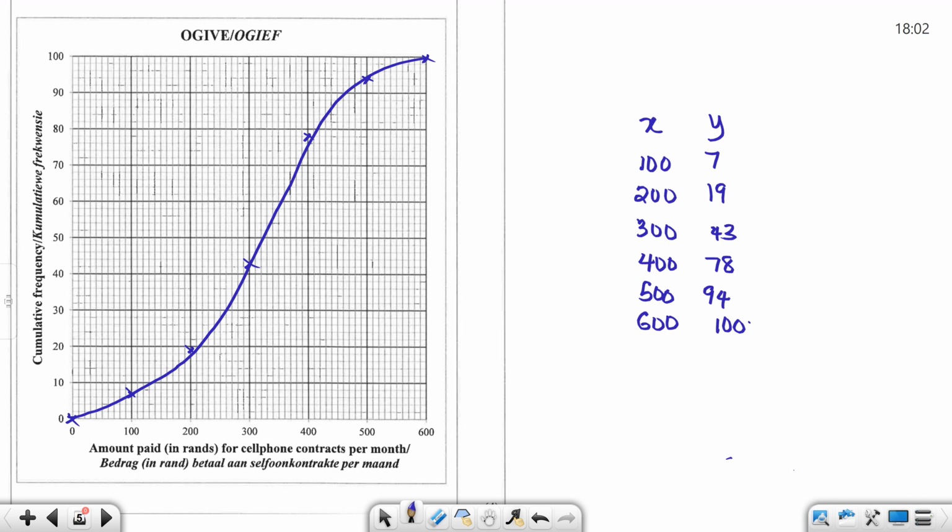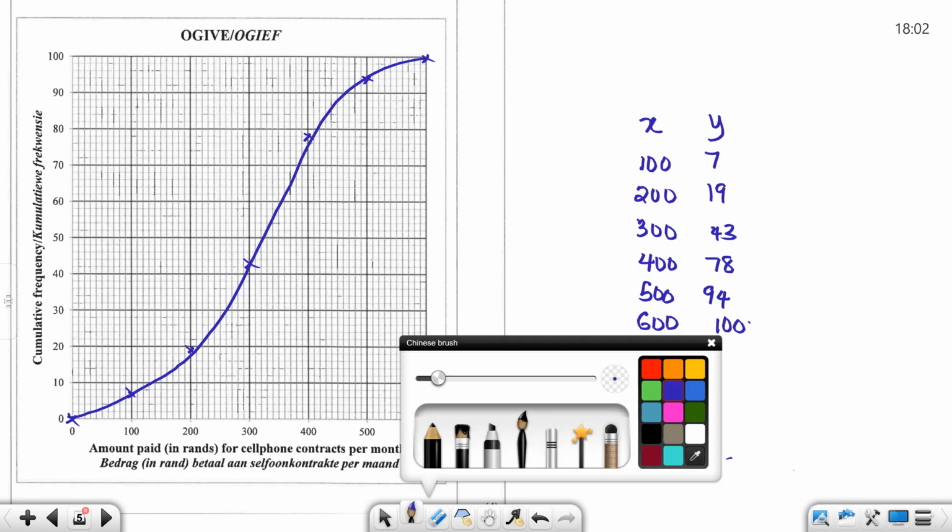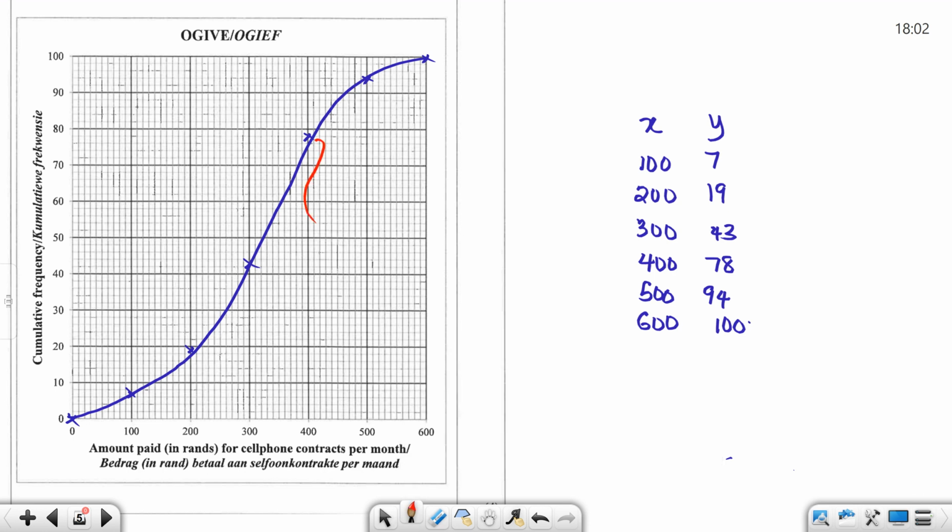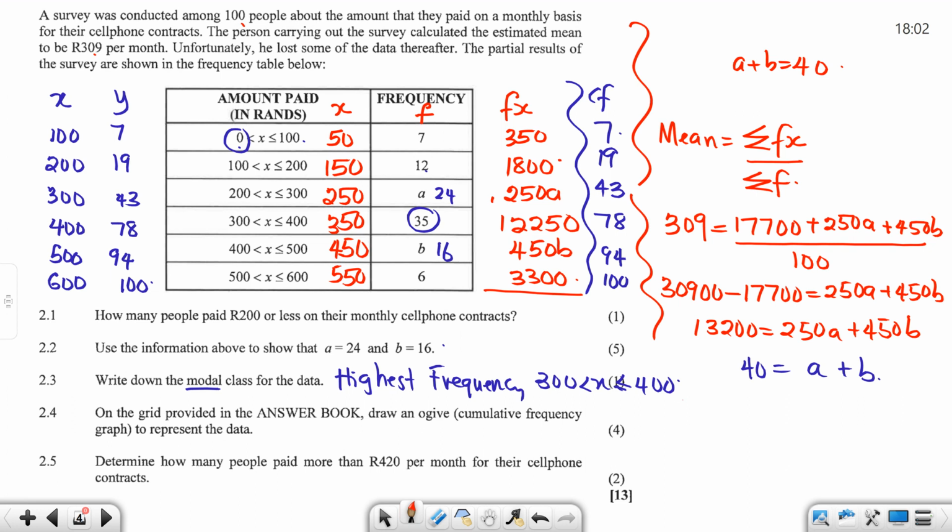Okay. Now, when they give you a graph, please look at this. The biggest distance or the biggest gap would represent your modal class. So in case they don't give you the table, check the distance there. That's where we have the widest gap, right? The widest gap represents the mode. And if you check here, it's between 300 and 400. It's 4 marks for free here.